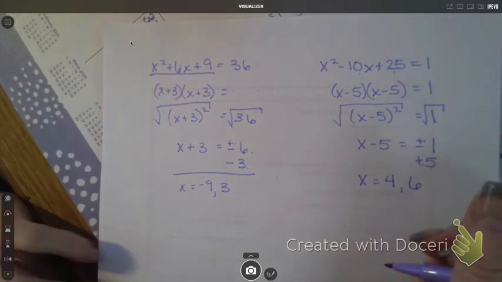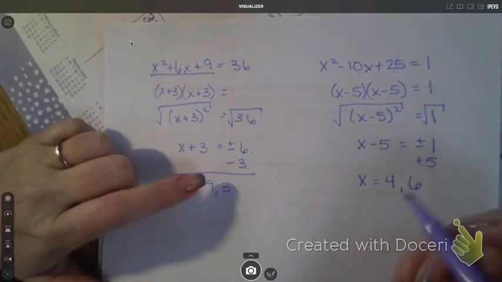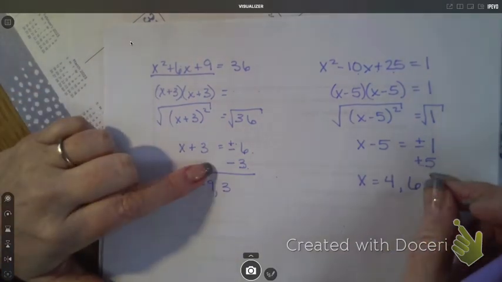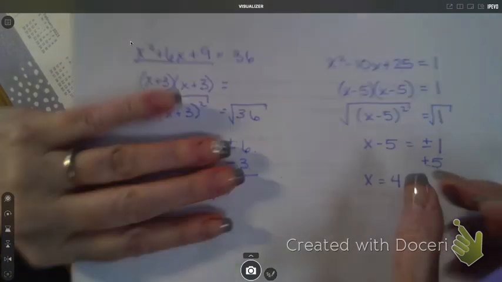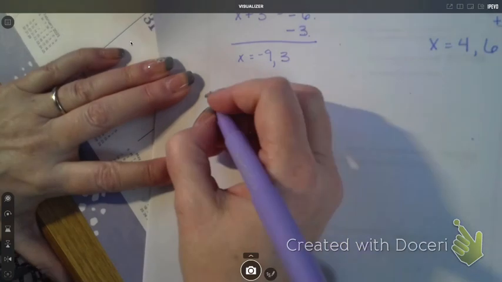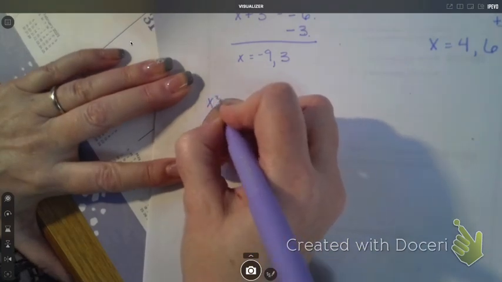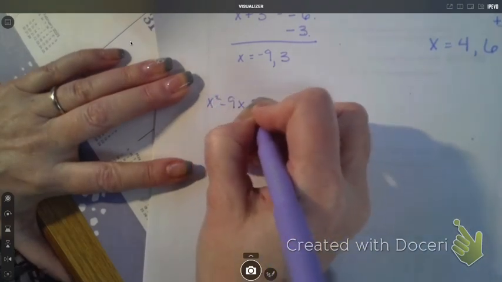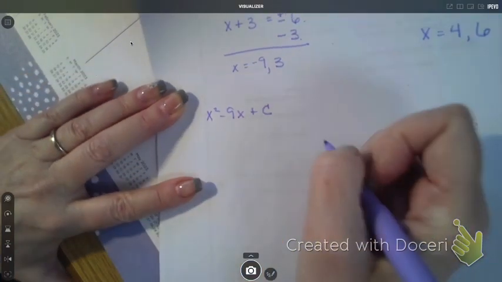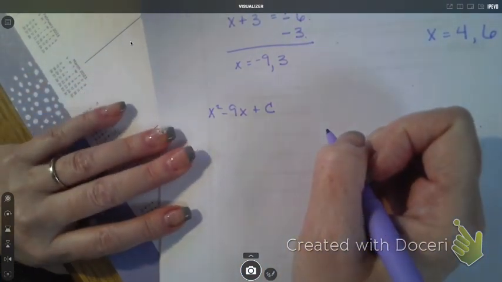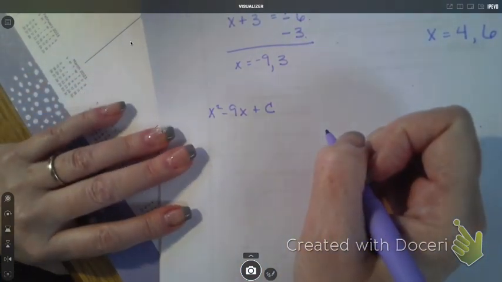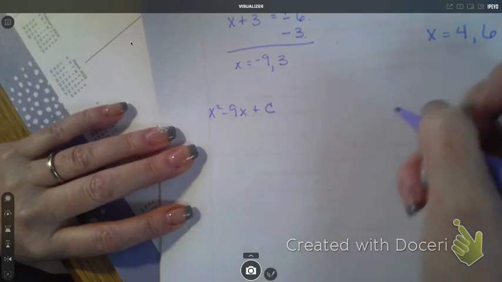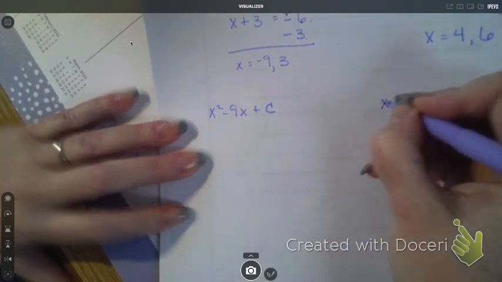I'm going to do one harder one. And after we do that one, do you think we're good? Yeah. Okay. So this is one that's not going to be so easy. So x squared minus 9x plus c. Equal to what? Oh, we're going to do a couple of these. Doesn't equal anything.